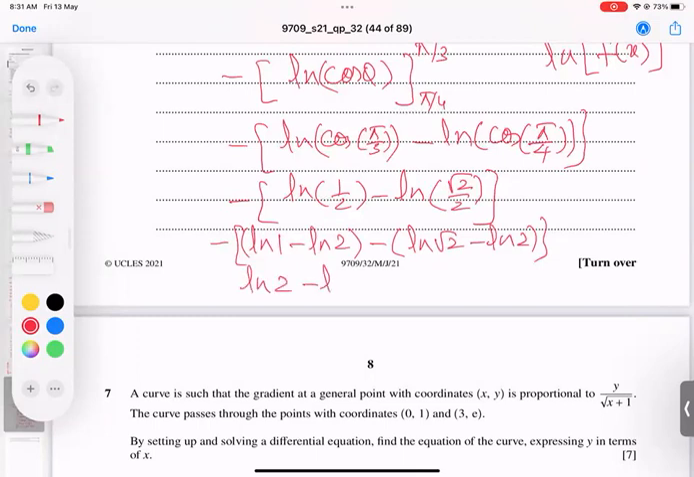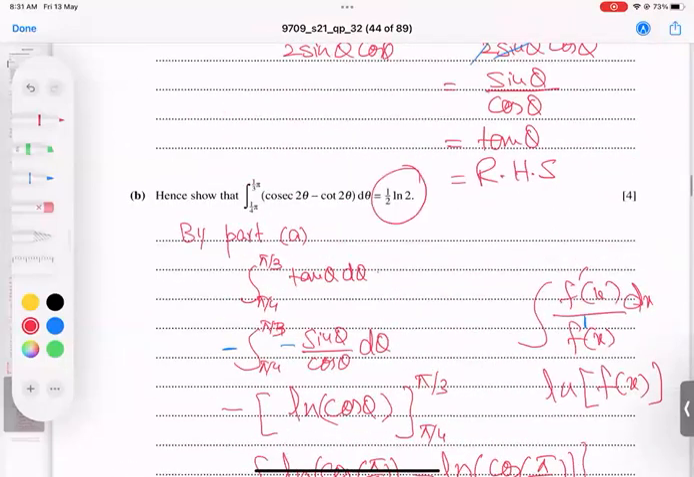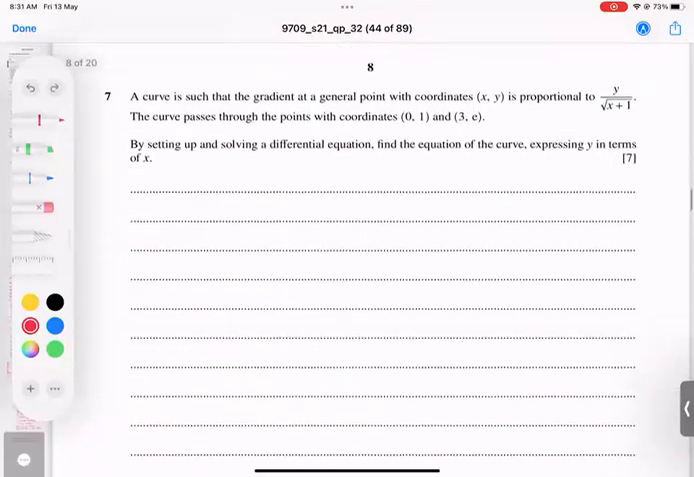Wait a minute, this negative into negative gives you positive log of root 2 and negative log of 2. This negative log of 2, cancel it. And we got log of root 2, and the root 2 half comes down. So we got here half ln 2, which is proved. Match.